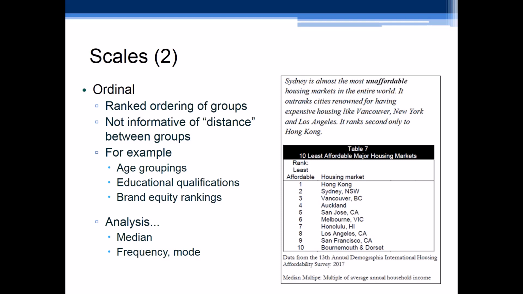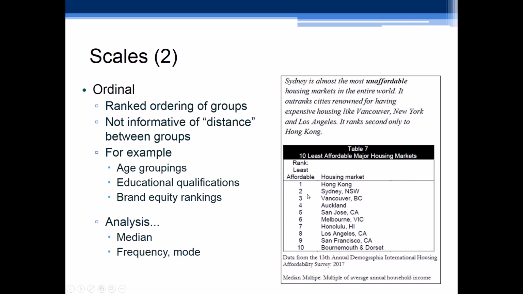Good example of that is shown here in this depiction. What it's highlighting is based on a housing affordability report in 2017, where Sydney moved up to become the second least affordable housing market in the world, which is pretty concerning, I guess. You can see that it's now surpassed Auckland and Vancouver, and it's second only to Hong Kong. You can see the rank ordering of these down here, which very much constitutes an ordinal scale.